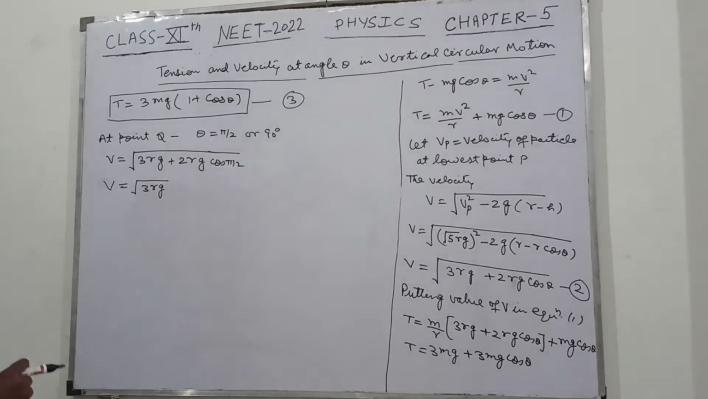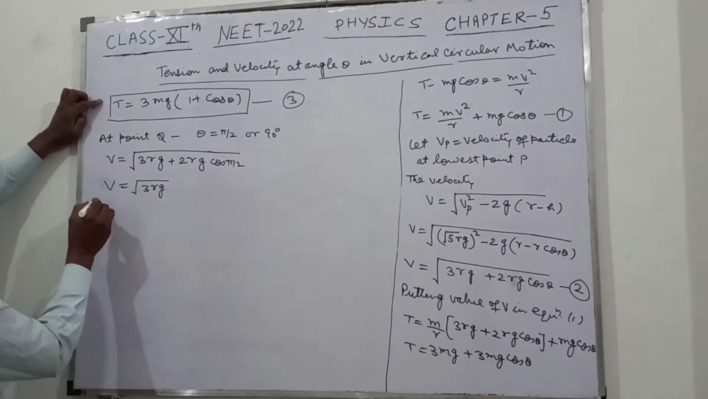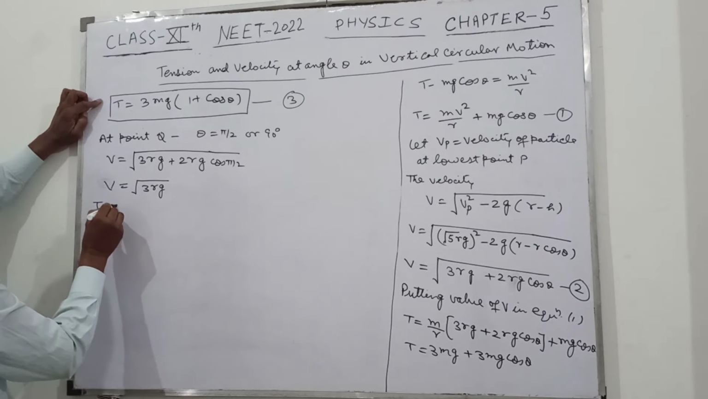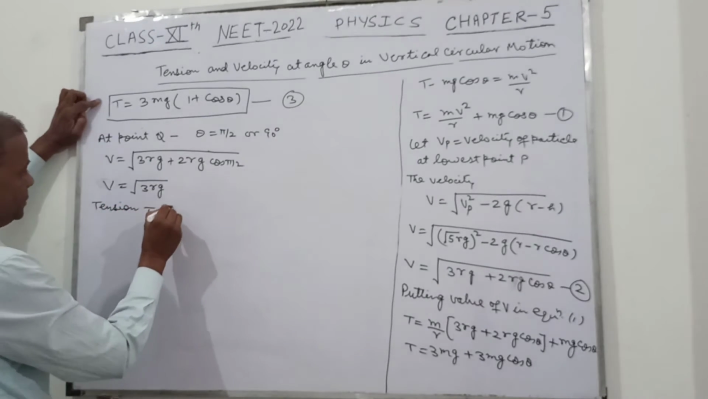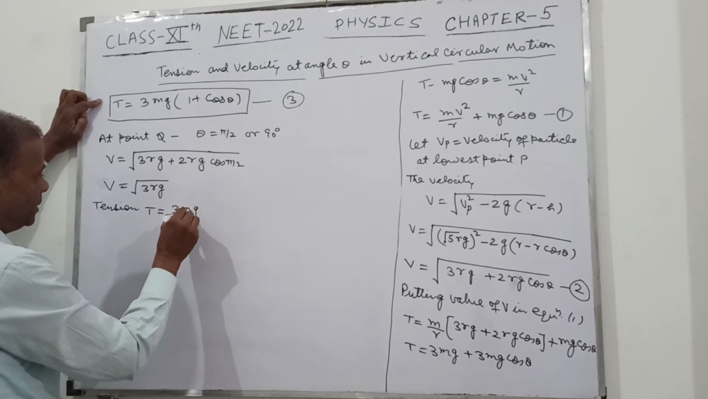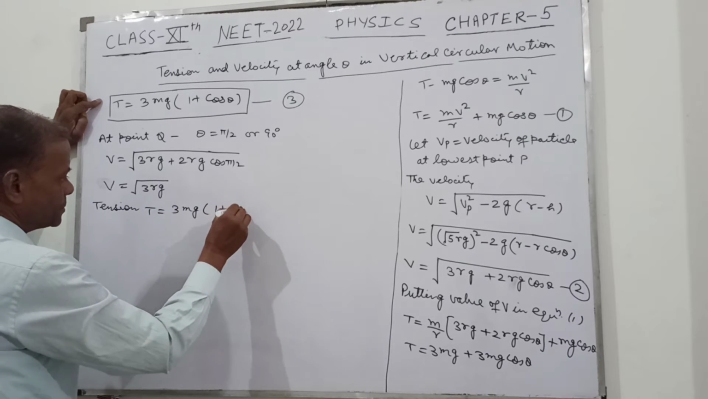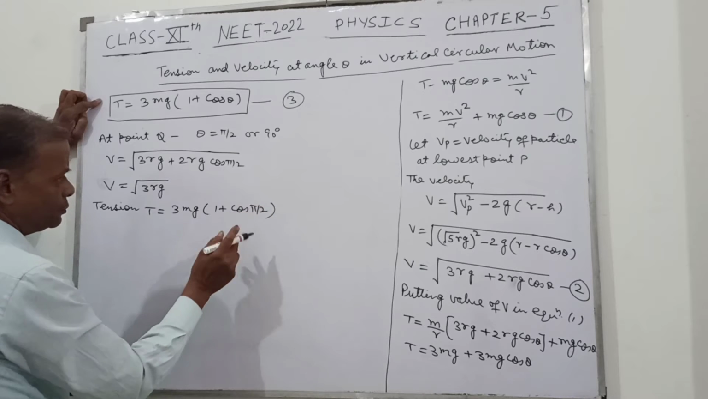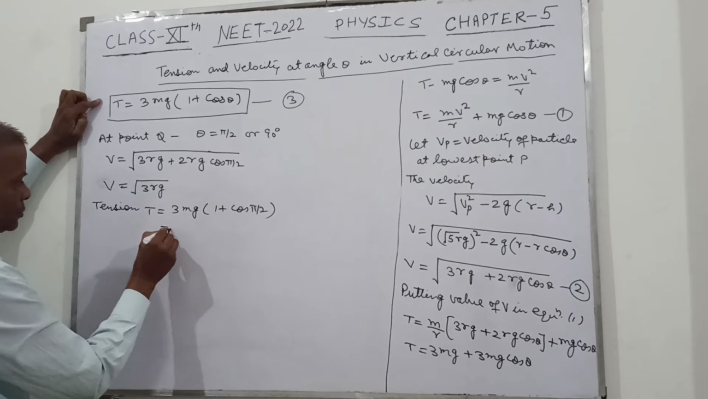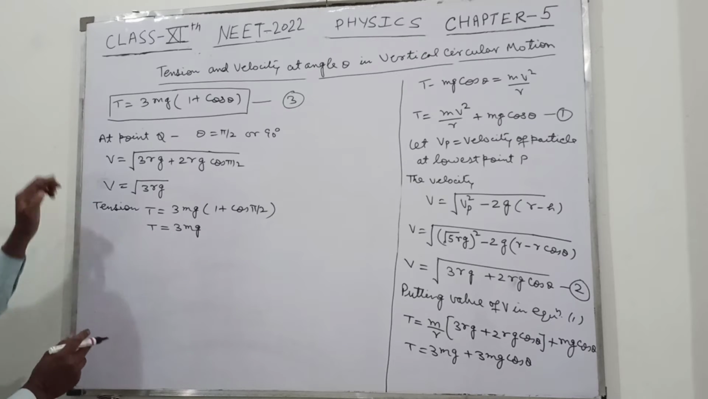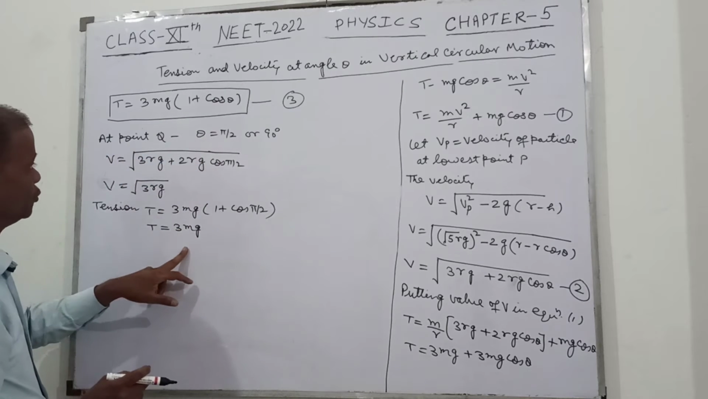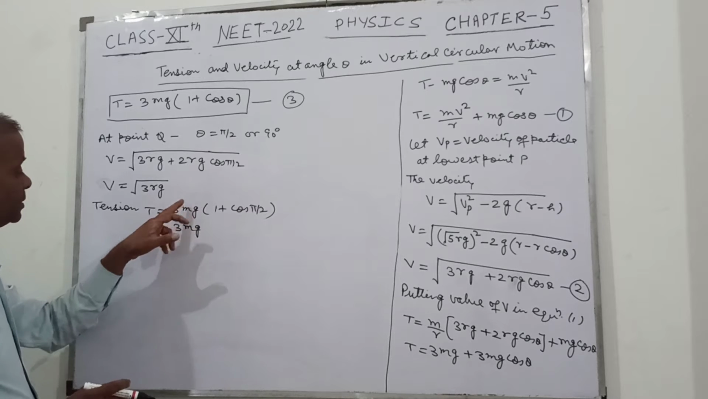Now tension is what? Tension equal to, this is your 3 mg into 1 plus cos pi by 2. So this is now your 0. So this is now your 3 mg. So tension at this point Q is so much, velocity is so much.